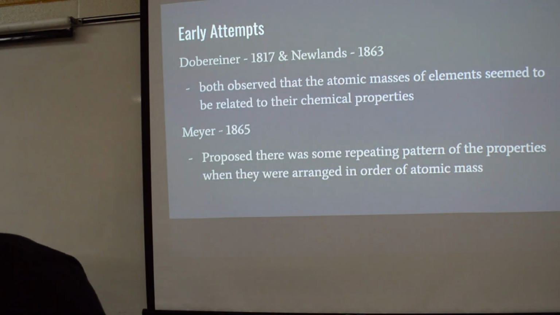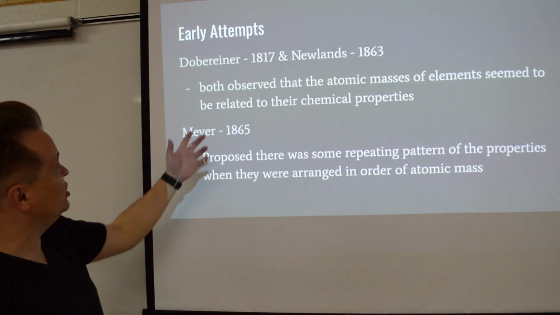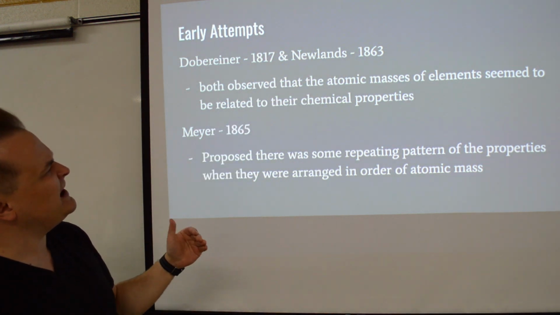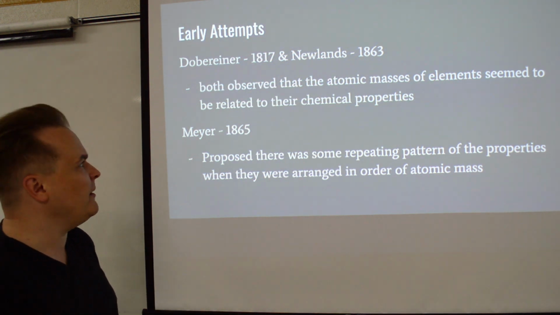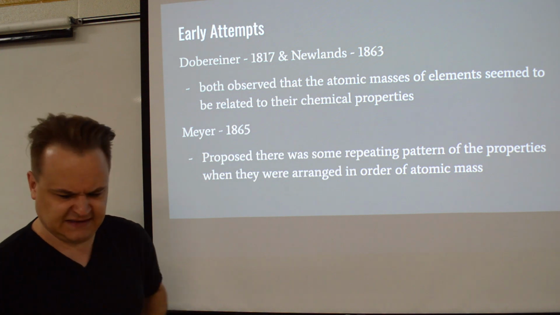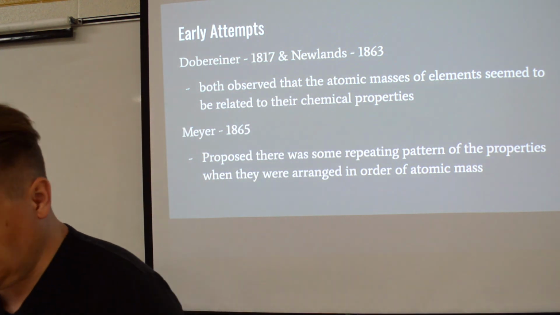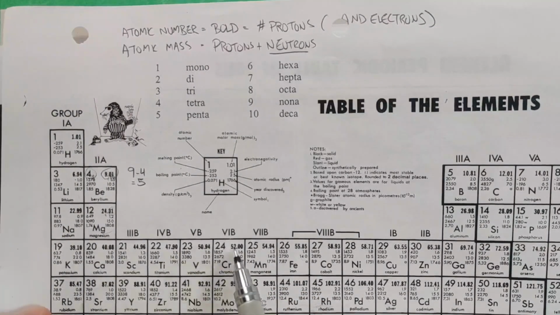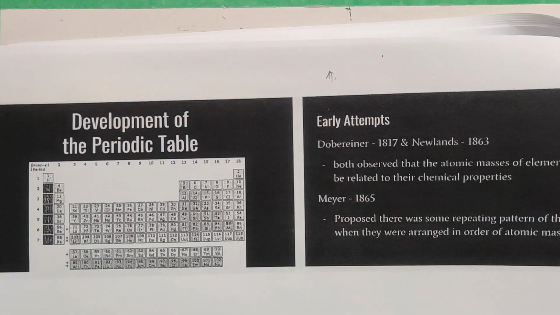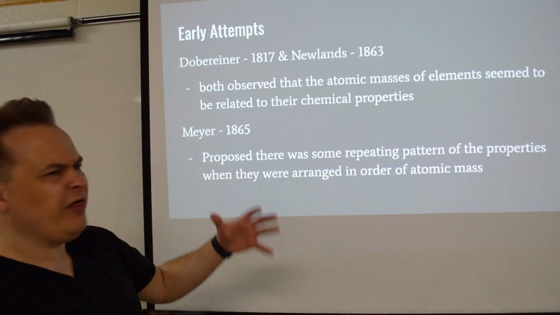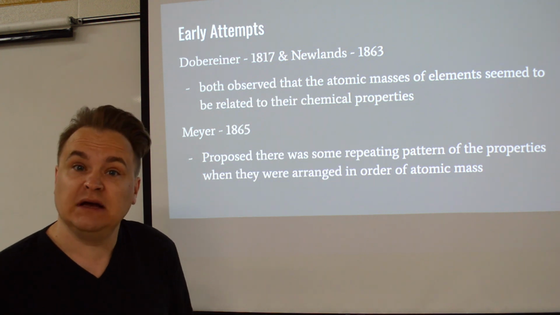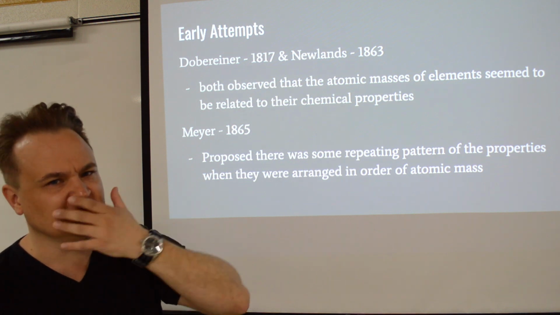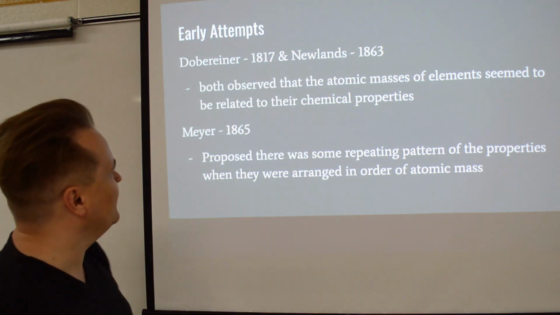So, in the way back day, Dobereiner and Newlands in the 1800s, they both observed that the atomic masses of elements seem to be related to their chemical properties. So they realized, if you look here, the atomic mass, these numbers, so the weight, protons plus neutrons, seem to have something to do with how things reacted. They couldn't organize it, but they were like, as things get heavier or lighter, if we look at that atomic mass, the protons plus neutrons, there seems to be a pattern. We couldn't figure it out.